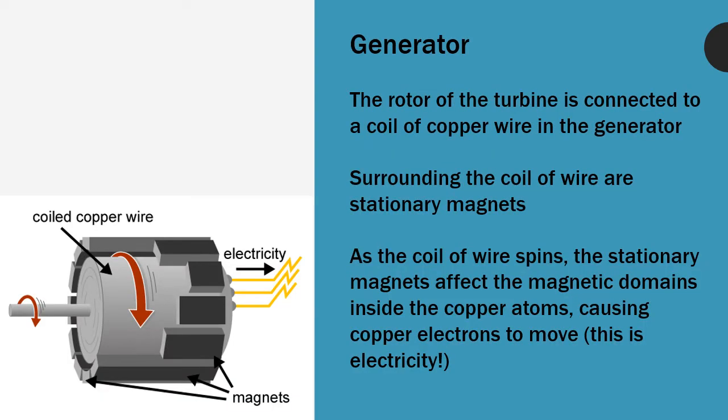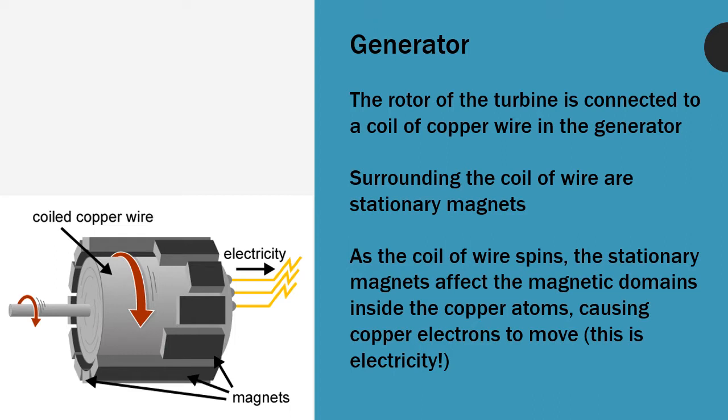Regardless of how the turbine gets spun, the next step is a generator. And if we look at the diagram on the lower left, you see there's an axle, which is technically called a rotor, which is hooked up to the turbine. So as the turbine is spinning, that axle is spinning. And in the generator itself, we have a coil of copper wire. So the rotor of the turbine is connected essentially to the coil of copper wire in the generator, and surrounding the coil of wire are stationary magnets.